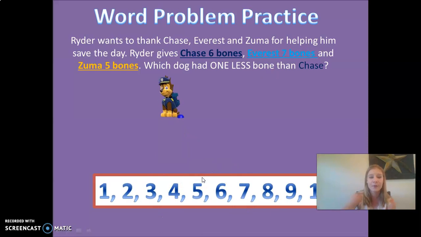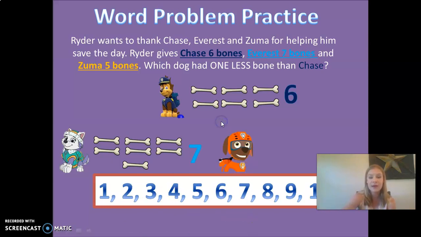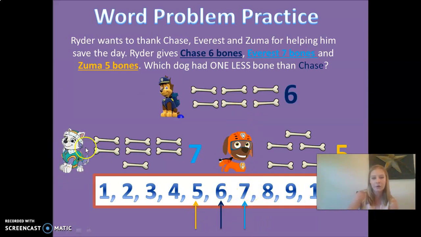So let's look. We have 1, 2, 3, 4, 5, 6. 6 bones for Chase. Now we have Everest, and she has 1, 2, 3, 4, 5, 6, 7. 7 bones. And Zuma has 1, 2, 3, 4, 5. So we're going to look at Chase's group. Chase had 6 bones. So right here is where we're going to look. We know that Zuma had 5 bones and Everest had 7 bones. We want to know which dog, Zuma or Everest, had 1 less bone than Chase.